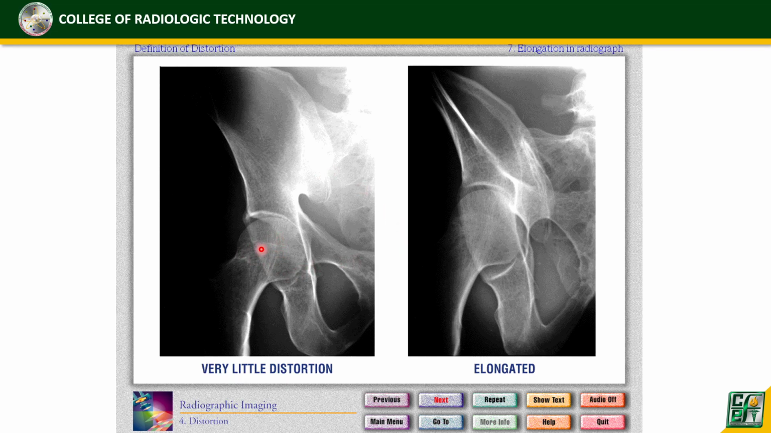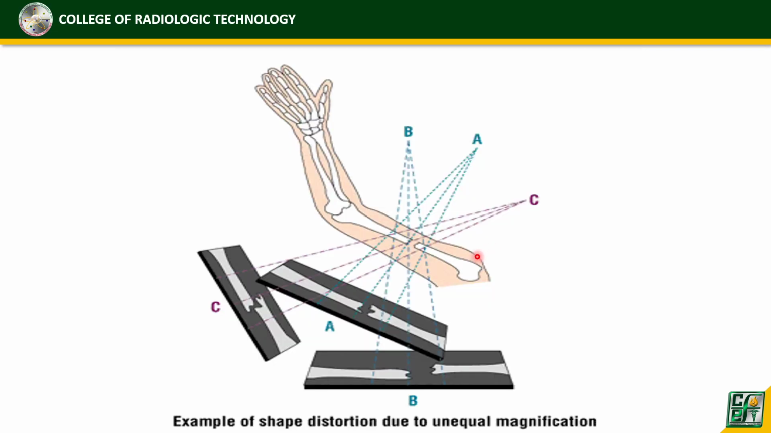Tapos, itong head ng femur, okay? So, halos nag-stretch din siya. Nag-overlap na siya doon sa ibang structure. Okay? Halos dumikit na siya dito sa sacroiliac joint. Okay? Ito sacroiliac joint. Okay? So nagkaroon ng elongation. Okay? So example of shape distortion due to unequal magnification. So yan. Okay? So, yan.